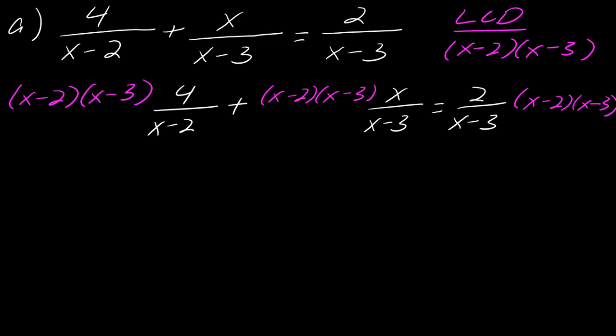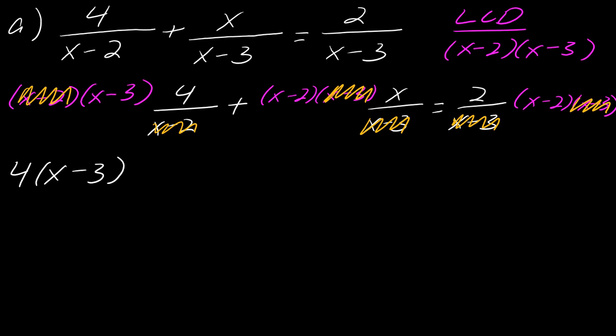Okay, now that I've got everything laid out here, sorry it's a little squished, I can go ahead and make some cancellations. So here in this little cluster, the x plus 2's are going to cancel out. In the next cluster, the x minus 3's are going to cancel out. And then in the last cluster, the x minus 3's will cancel out again. So now let's see what I'm left with. I'm left with 4 times x minus 3 plus x times x minus 2 equals 2 times x minus 2.